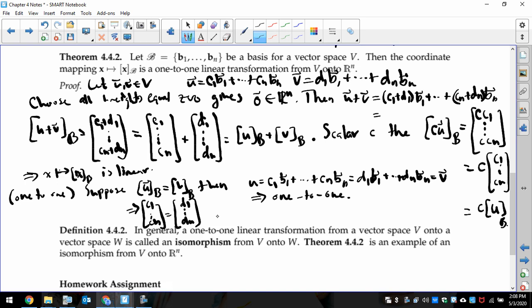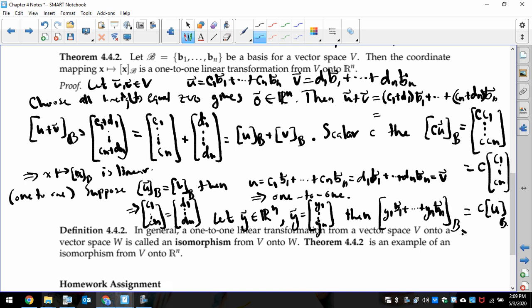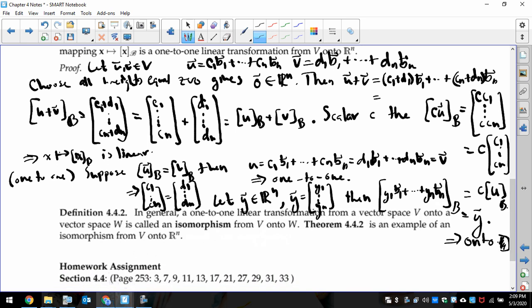And then onto, let's choose a random real vector. So let y be in the real numbers, a real vector of size n. So y, let's get a little bit more specific, y1 through yn. Then we could say the b coordinates of a vector, let's write this out like this: y1 b1 all the way through yn bn, in the b coordinates equals y, which implies onto. I did that a little quick. This last part is a little sloppy and quick, but it gets the point across.